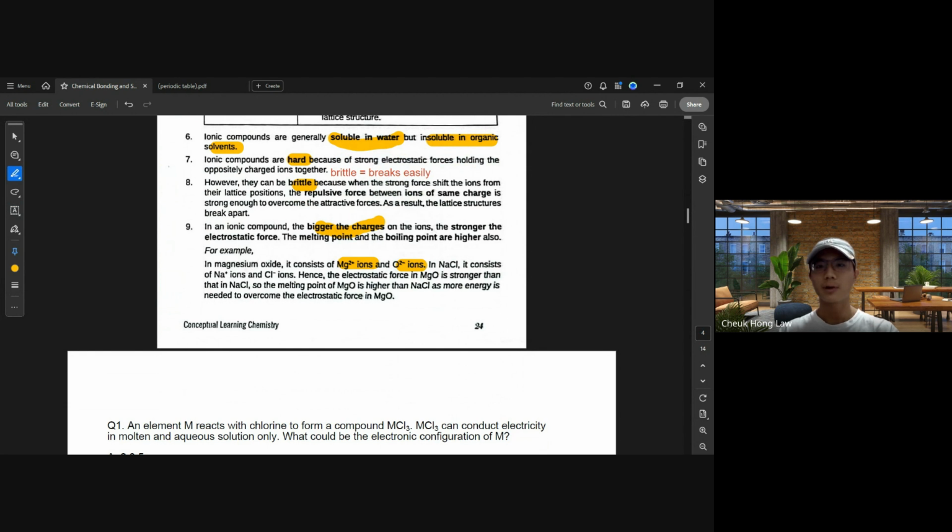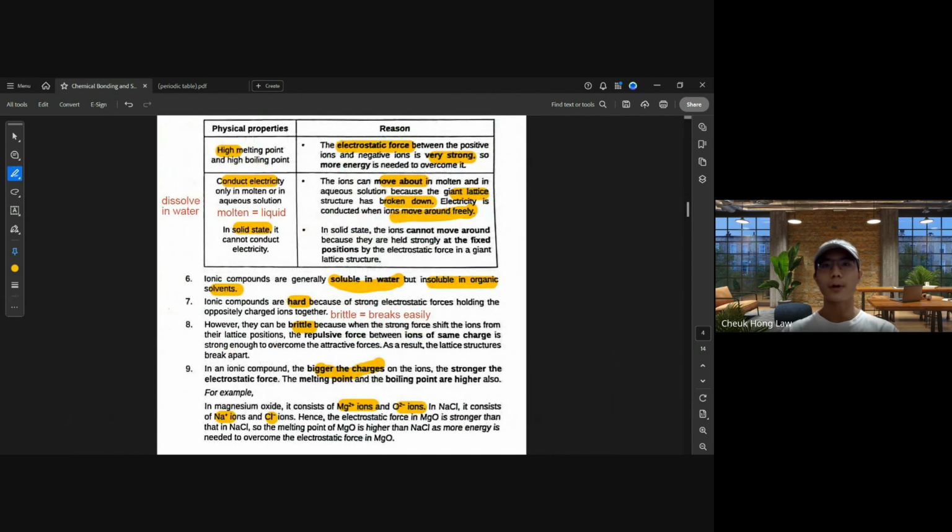Okay, then for sodium chloride NaCl, you have Na+, Cl-. So which charge is bigger? The 2 plus and 2 minus, right? That means the electrostatic force is also stronger. So with stronger electrostatic force between the ions, it has higher melting and boiling point because it requires more energy to overcome the force. So melting and boiling point is a measure of the amount of energy needed to overcome the force between two particles.